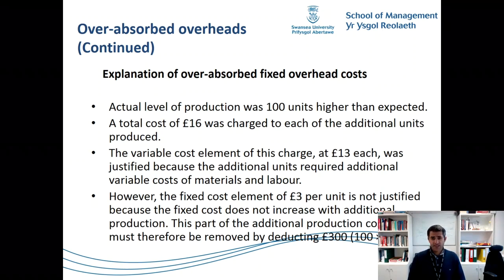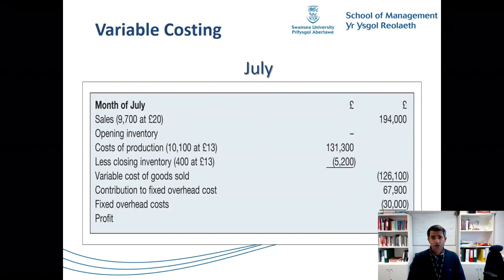This is a statement under absorption costing. For variable costing, no difference. It's not affected. You do them the same as previous. So there is no over or under absorption under the variable costing statement, because we are using the £13 per unit. We're not using £16 per unit to calculate the cost of production. So basically it's really simple here to look at.